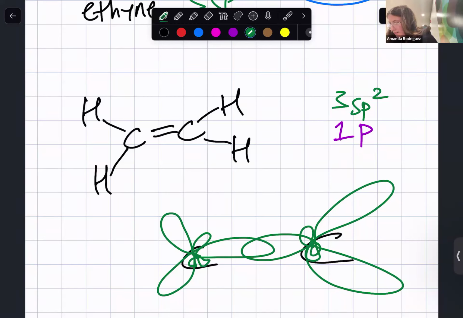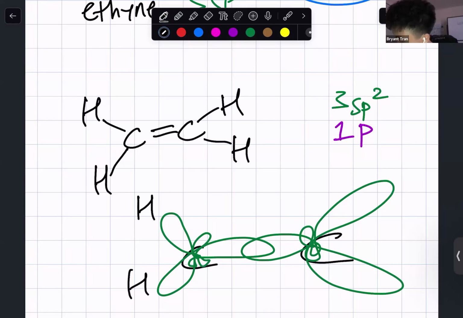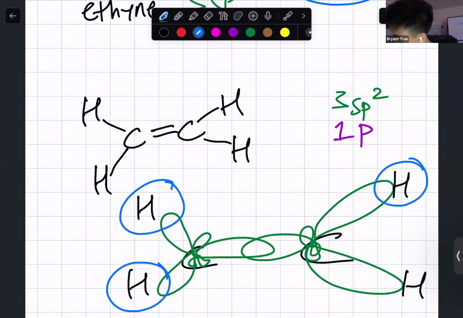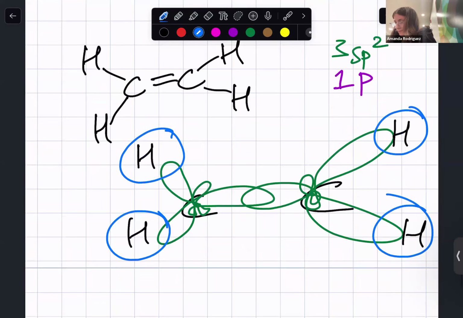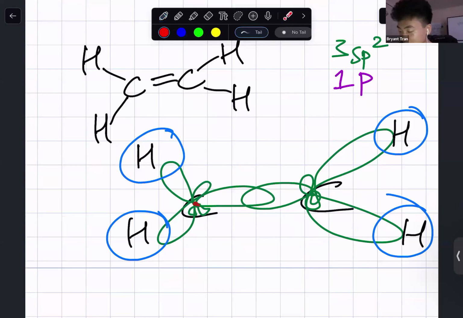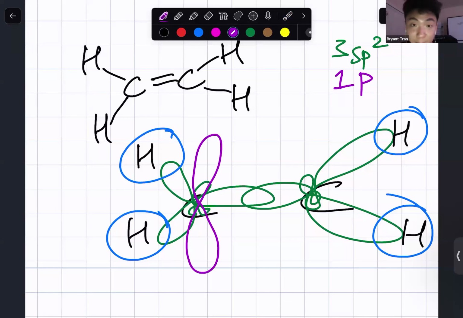Yeah. Okay, now I'm gonna draw out the hydrogens like this. And hydrogen is going to be s hybridized, right? And s shape is a sphere, like that. Sphere, sphere, sphere, and sphere. Does that make sense so far, Amanda? Okay, so now this carbon here has one p orbital, like we said, one unhybridized p orbital, which is a dumbbell shape, like that. This carbon also has an unhybridized p orbital, which is a dumbbell shape, like that.